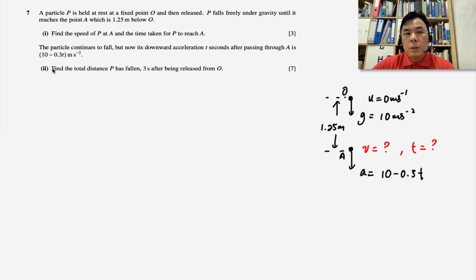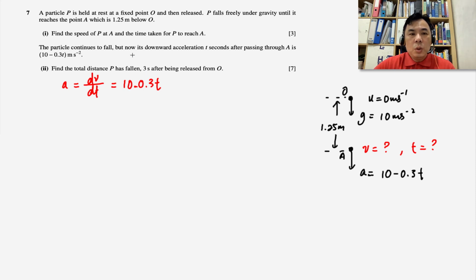All right, for question number 2, the object after passing A experiences an acceleration given as 10 minus 0.3t. So from this point onward, we no longer can rely on the suvat equations because the acceleration is non-uniform. Because the acceleration is non-uniform, therefore you have to apply the calculus method, differentiation and integration. Now we know that acceleration is given by the rate of change in velocity, which is given by 10 minus 0.3t.